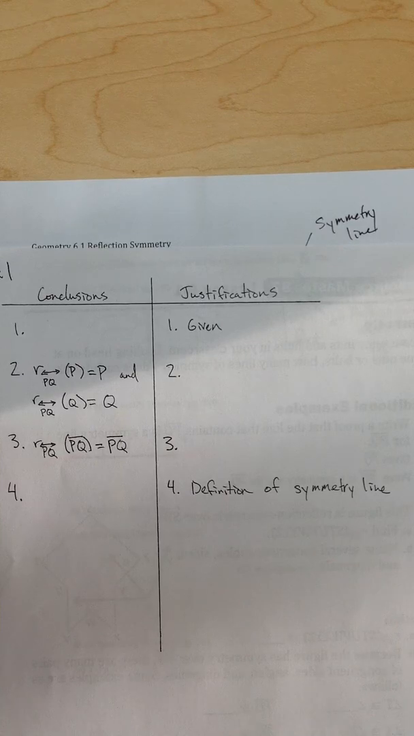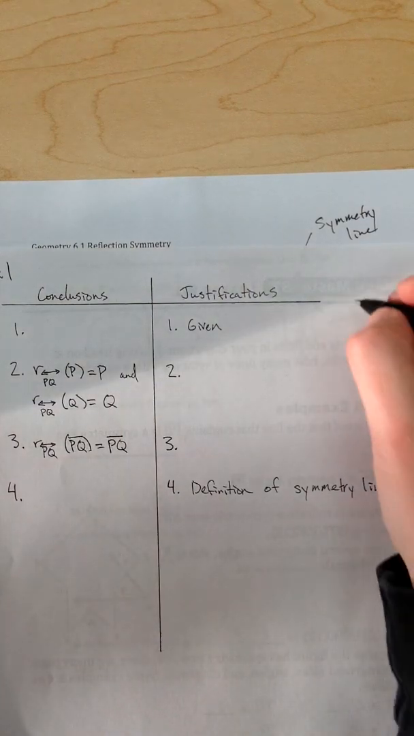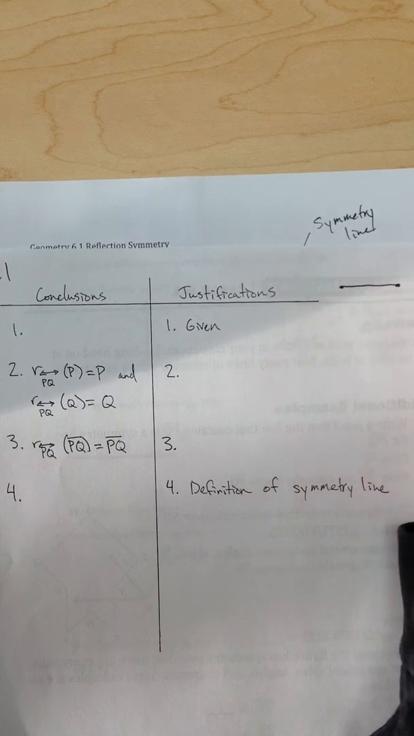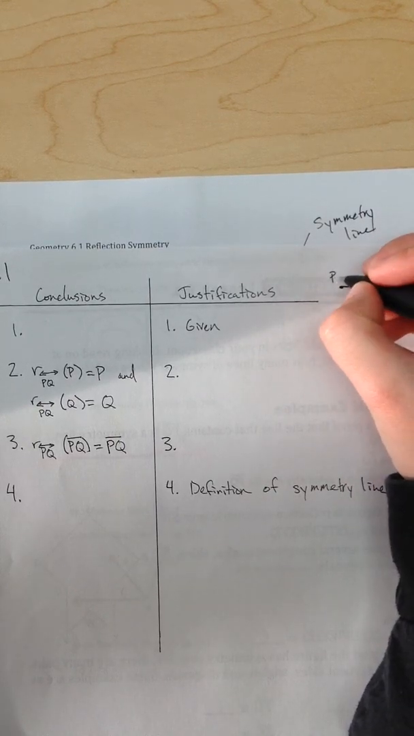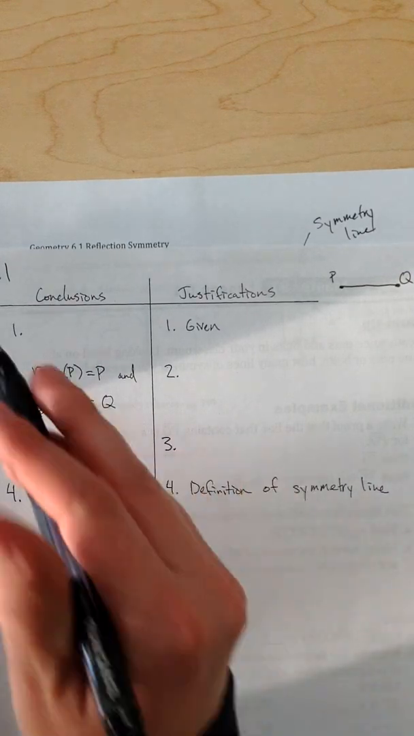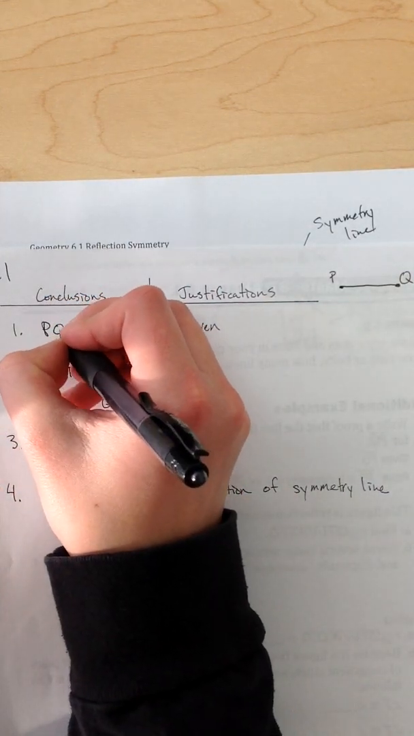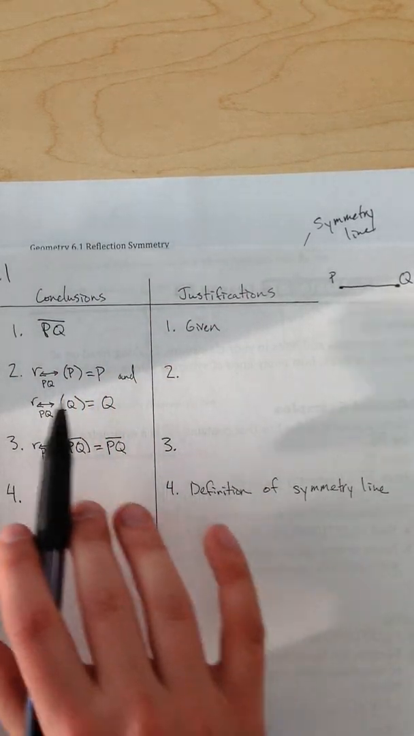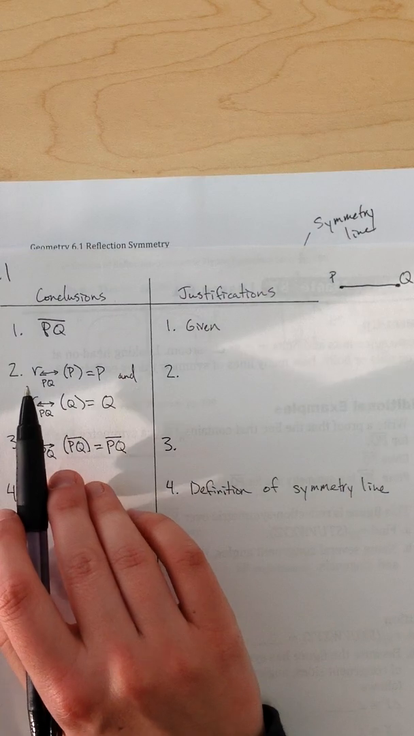So what we want to do is fill in our missing stuff here. What we know is we're starting with some sort of segment. So we were given, let's draw a picture here, some segment PQ, and they told us that was our given. So I'll write that in here for given. So given segment PQ.